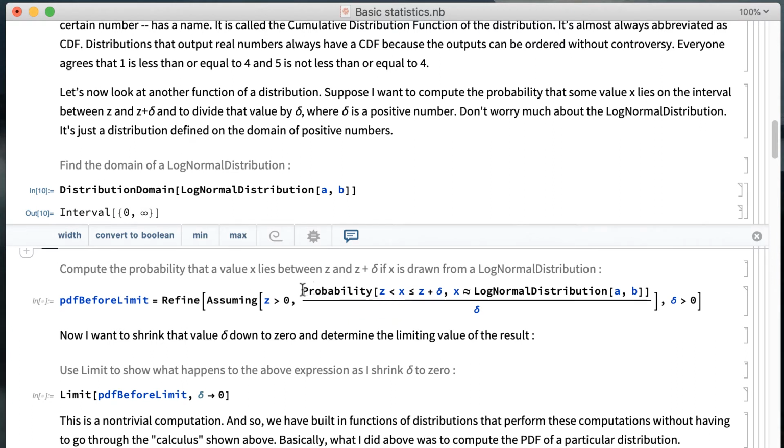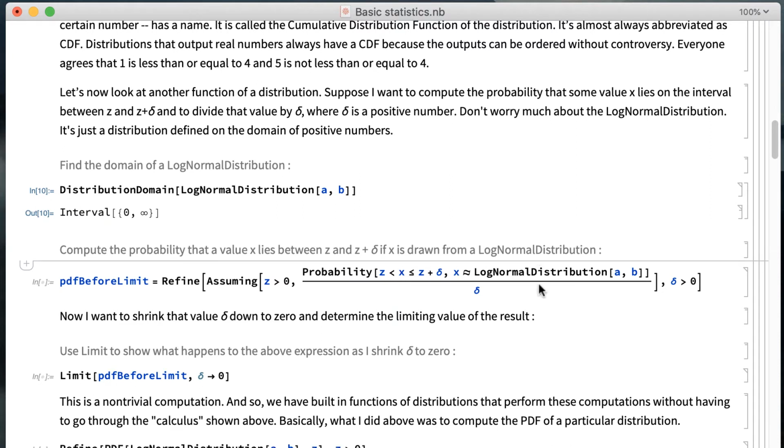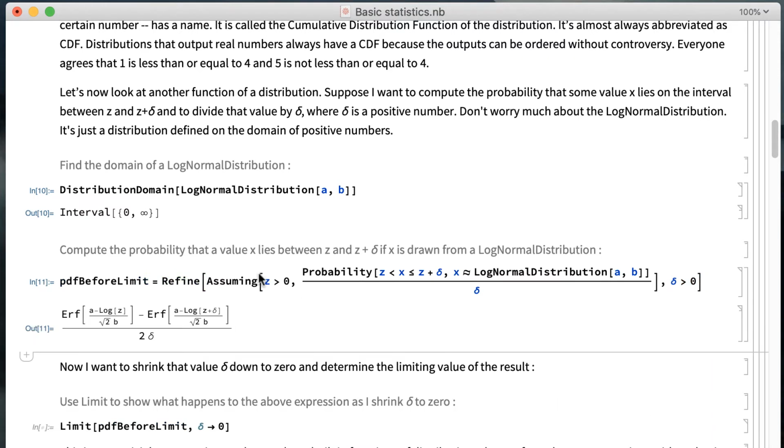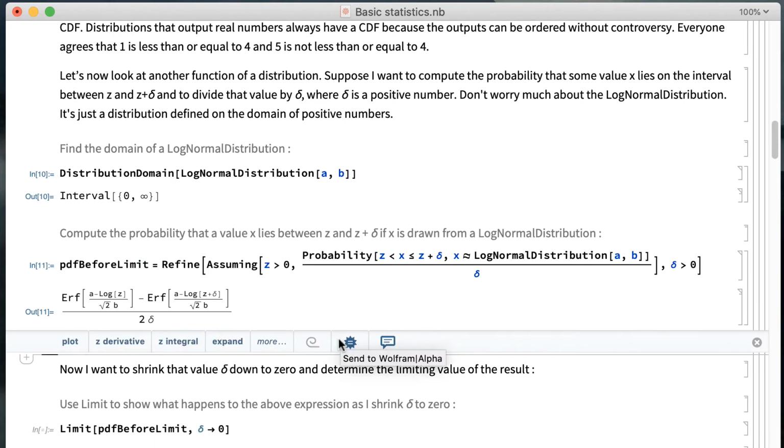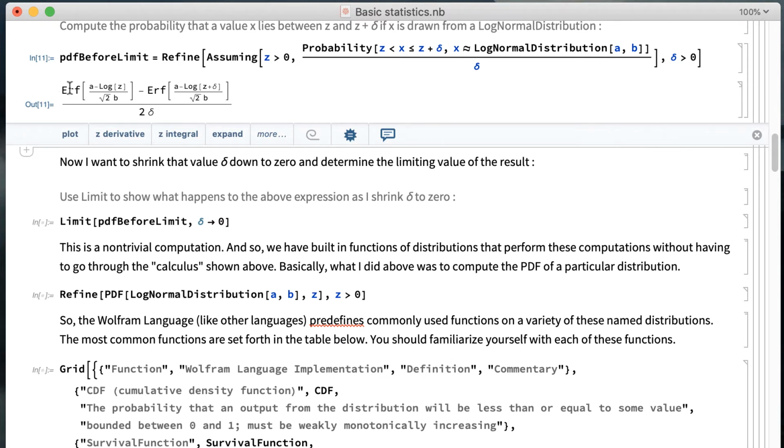So let's look at this expression here. I'm going to say, what's the probability that the value x drawn from the log normal distribution is between z and z plus delta? And I'm going to divide that probability by delta itself. I'm also going to need to tell the Wolfram language that we should assume that z is positive, otherwise we start to get very strange things because the domain of the distribution is positive. And I'm also going to remind the kernel that delta has to be greater than 0. Okay, so we do this and we get this kind of icky expression, but if we look at it for a moment, it's some function erf, and its parameters are a and b, the parameters of the distribution, the value z, and how wide our interval is, delta.